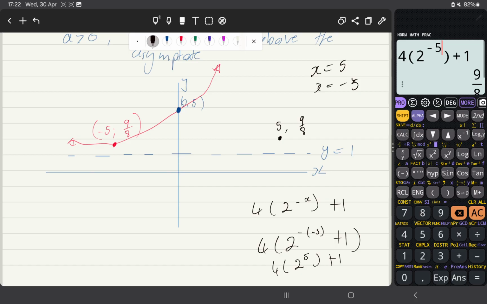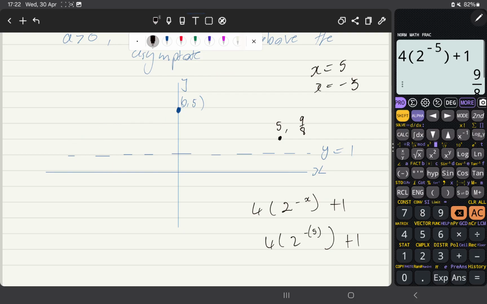But if you substitute 5, it's just going to be 4 into 2 to the power of minus, and then you substitute your 5, close bracket, plus 1, which is exactly what we did on the calculator here. I hope you can see it. So let us fix that. Be aware, exponential functions are very easy, but because they are very easy, it's also very easy to get it wrong while you think you got it right. So we're going to fix that.